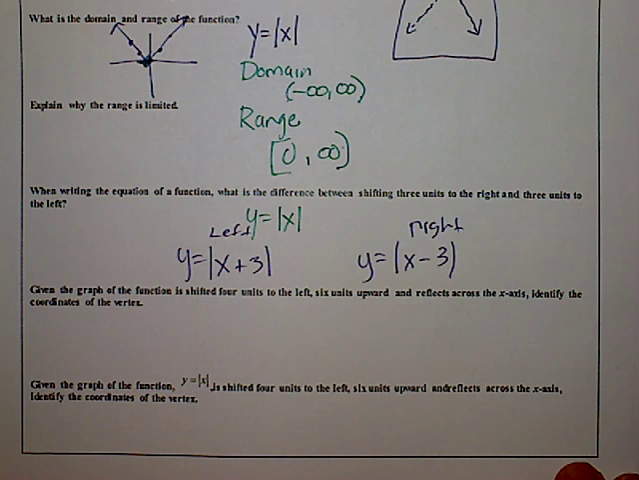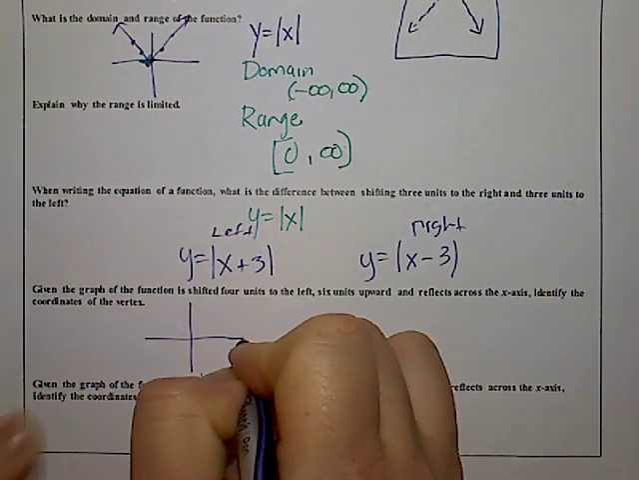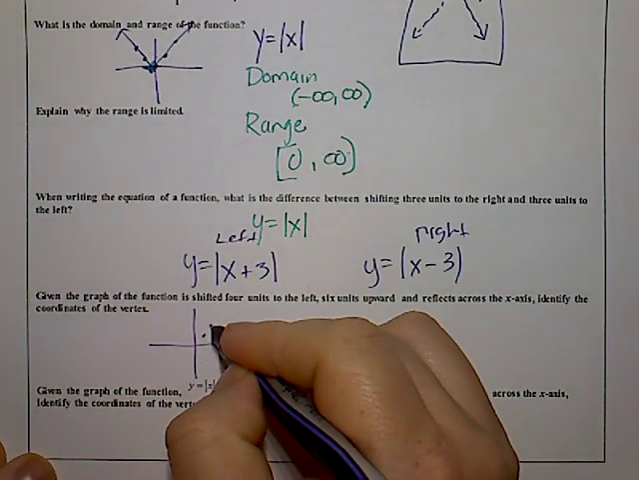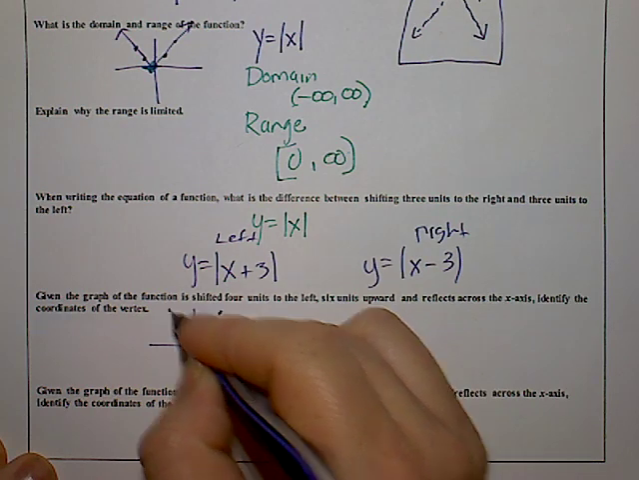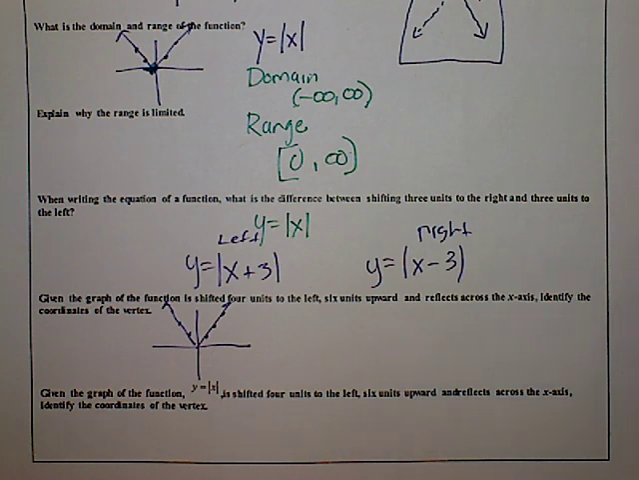Given the graph, the function is shifted 4 to the left and 6 up and reflects across the x-axis. Identify the vertex. So let's just make a very simple graph. And I want you to think of our parent function. Our parent function looks like this, right? Now we're going to take this basic parent function and we're going to move it to the left 4 and up 6, and then we're going to reflect it down so it doesn't open up.